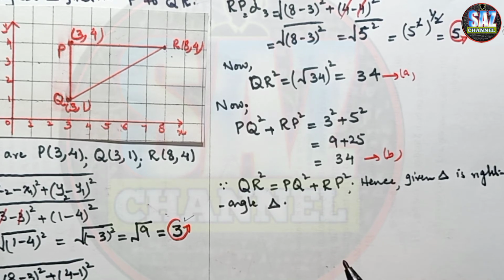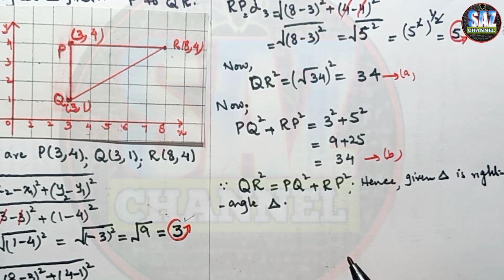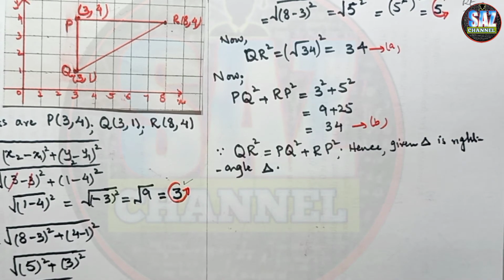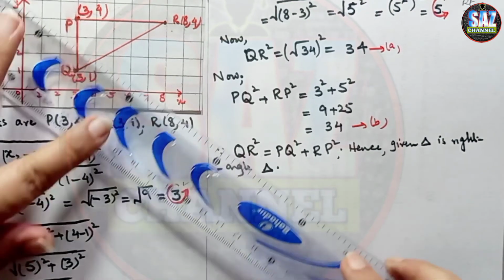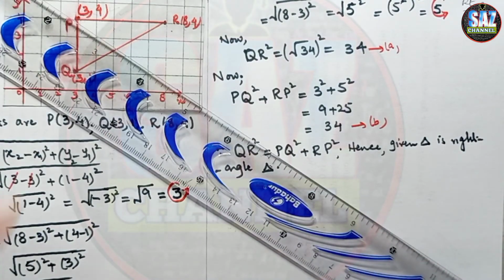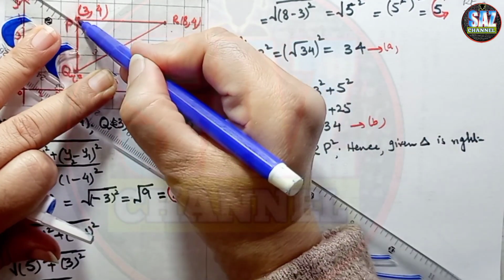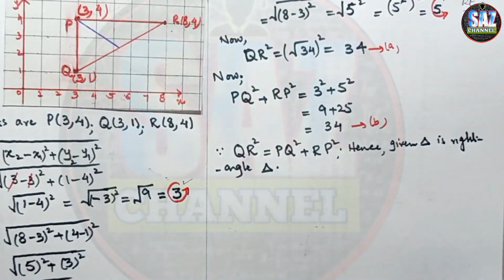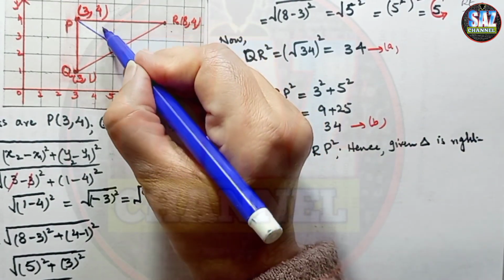And now let me move to the second part of the question, that says find the length of perpendicular from P to QR. The second requirement of the question is that we have to find the length of perpendicular from P to QR. Let me drop the perpendicular here. Let's mark it as H1.